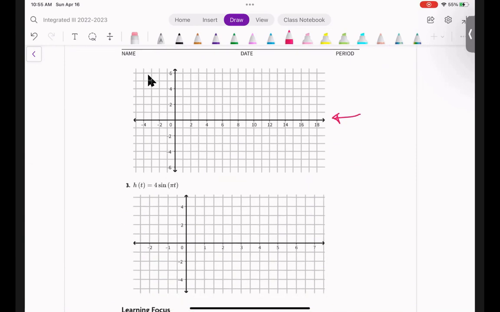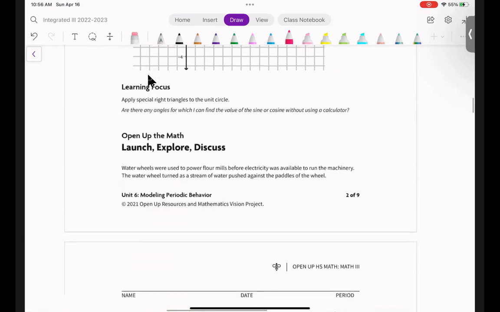You know what you're doing if you can tell me what this 4 is doing. And this is weird, but what is that pi doing to your function? And notice again, our x-axis is not labeled in radians. It's labeled in numbers because of that pi. Okay, so let's continue on.